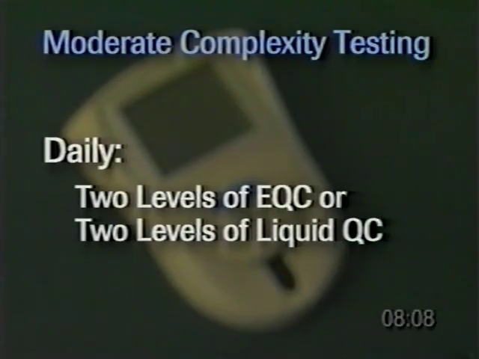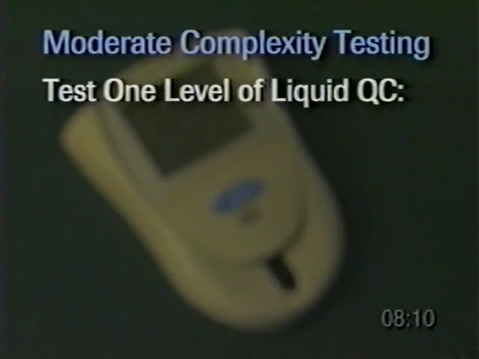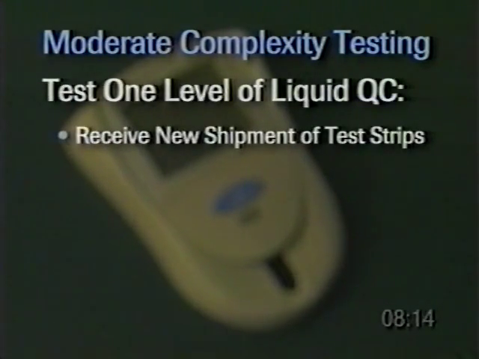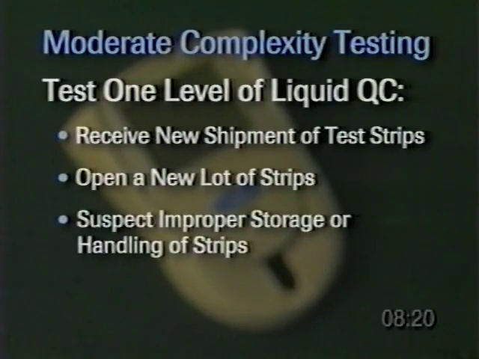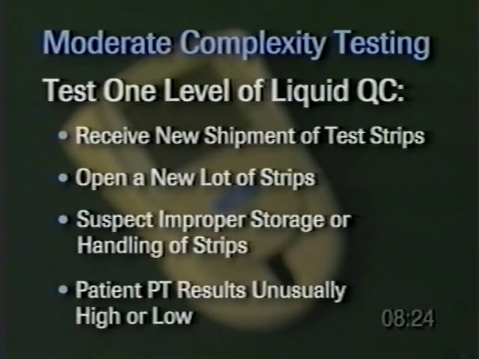In addition to the daily testing, the Level 1 or Level 2 liquid quality control should be tested when a new shipment of test strips is received, a new lot number of strips is opened, improper storage or handling of the strips is suspected, or patient PT results are unusually high or low. You should check with the appropriate licensing or accrediting bodies to ensure that your quality control program meets established guidelines.